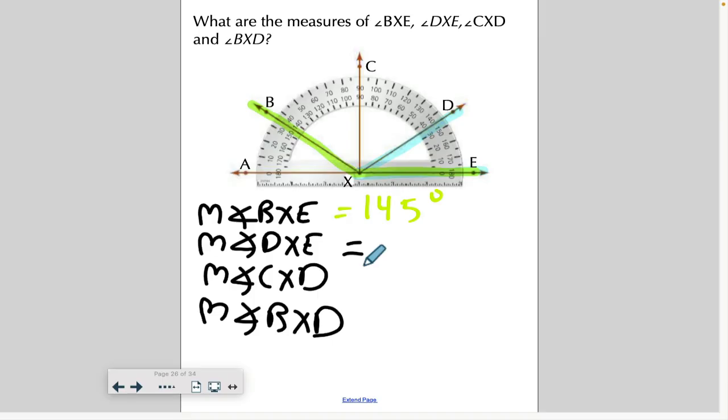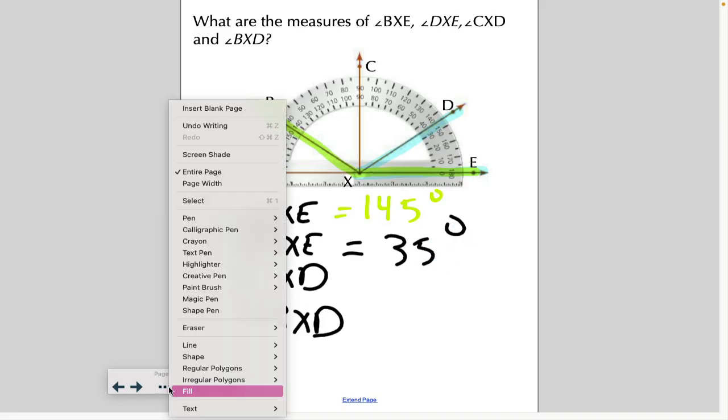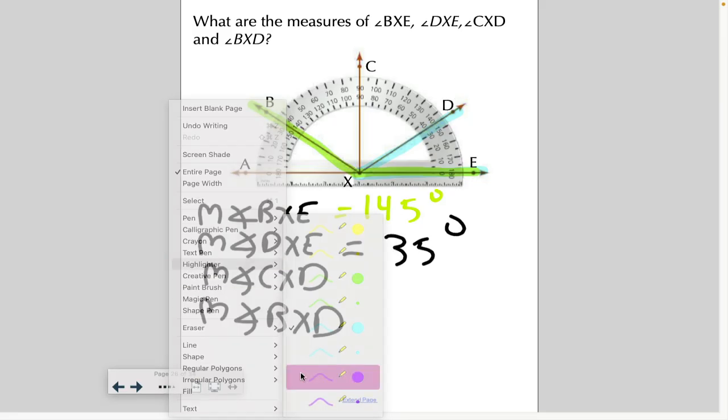For DXE, I got 35. You like 35? Okay. Cool. And then CXD, same thing. There's a couple ways you could get it. But first let's get an answer.